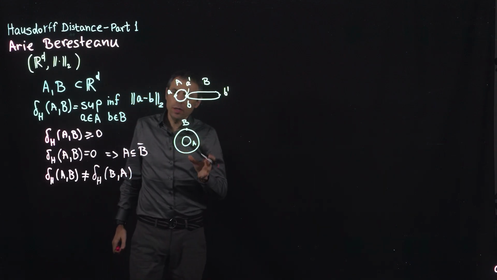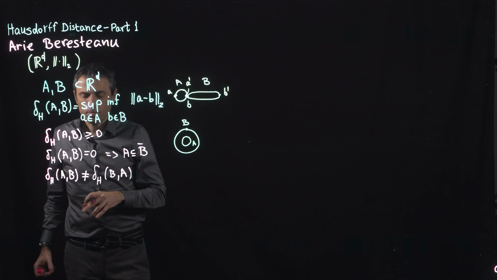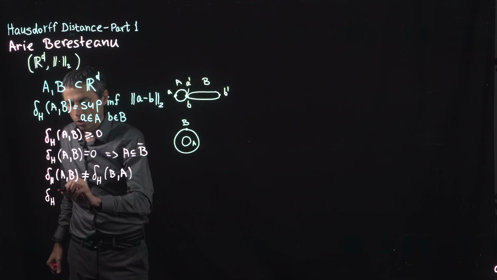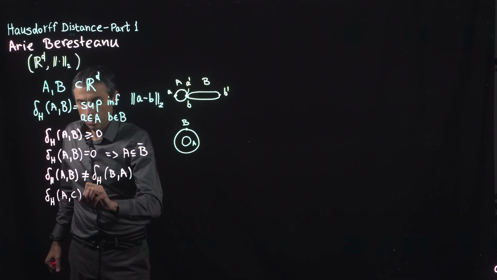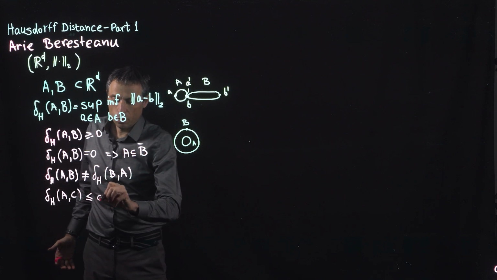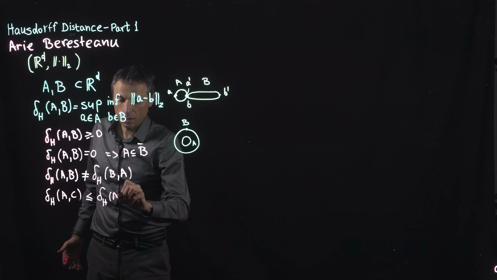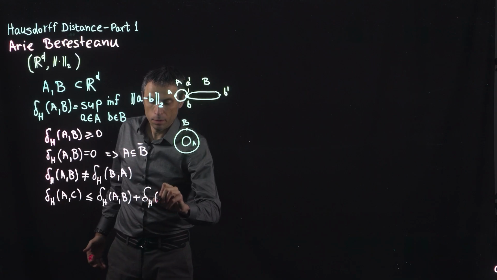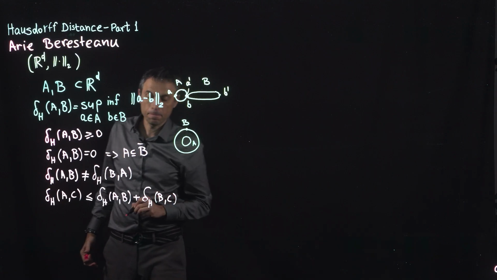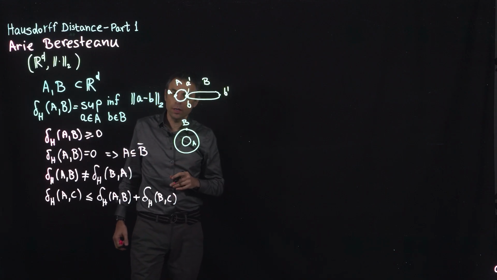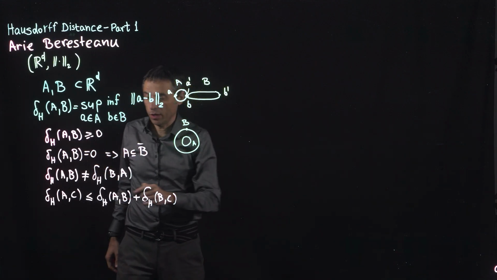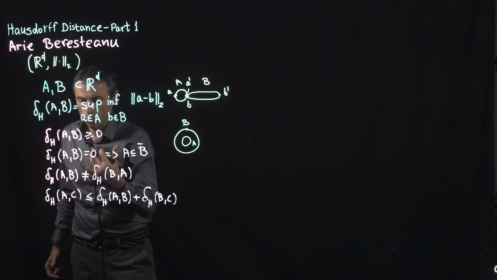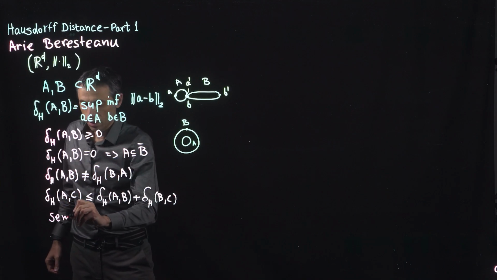However, if we think about the triangle inequality, this is satisfied. So h from A to C is going to be less than or equal to the distance if you have to go through B first. So you go from A to B, and then from B to C. That triangle inequality is working. It's just the symmetry that is violated. So this is not a full metric on the collection of subsets. This is a semi-metric.